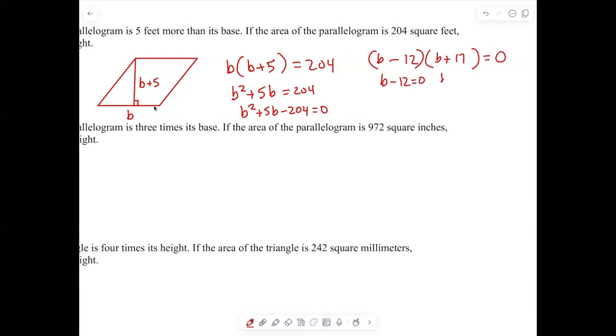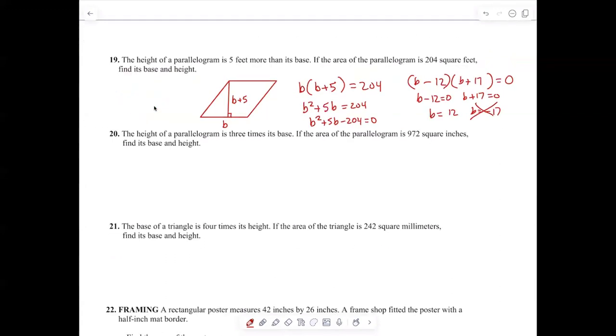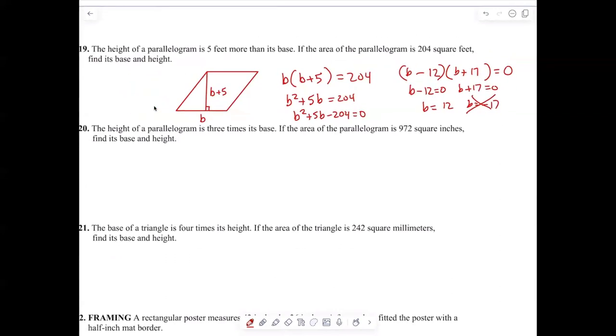B minus 12 equals 0. B plus 17 equals 0. So B is equal to what? And B is equal to what? Can the base be negative? No. All right, so the base is equal to what? Base equals 12 feet, and the height is equal to what? 17. 17 feet. Is everybody with me on that?